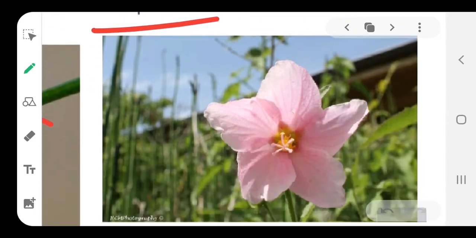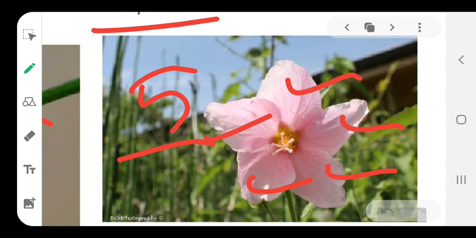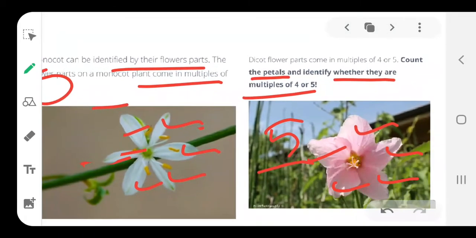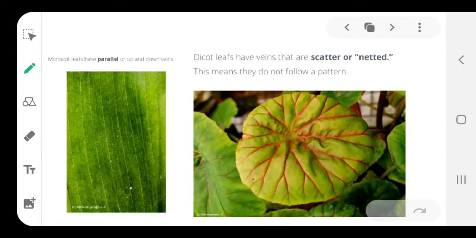Identify where they are multiple of 4 or multiple of 5. So you can see here, in case of these petals, 2, 3, 4, 4 and 5. So as a result, they come in the multiple of 4 or 5. Then we call it a dicot, okay. So by knowing the flower, you can easily identify whether that plant belongs to monocots or dicots.